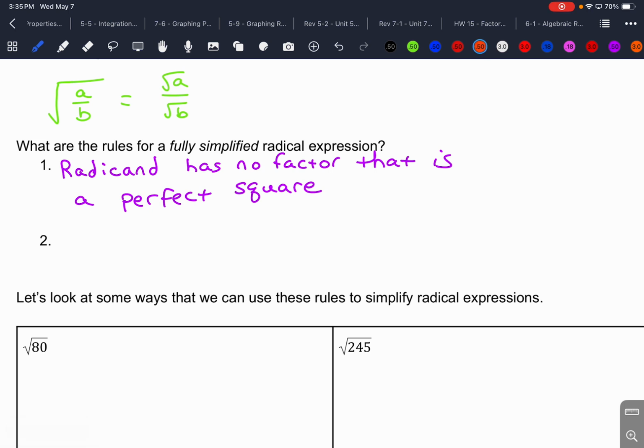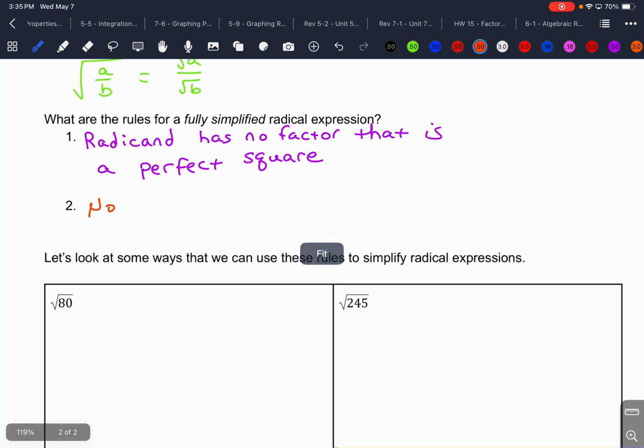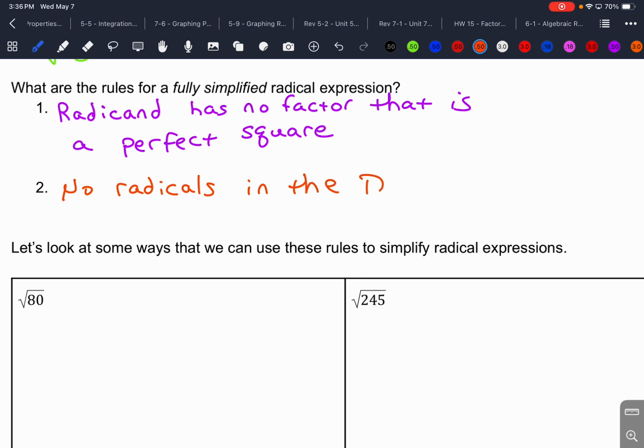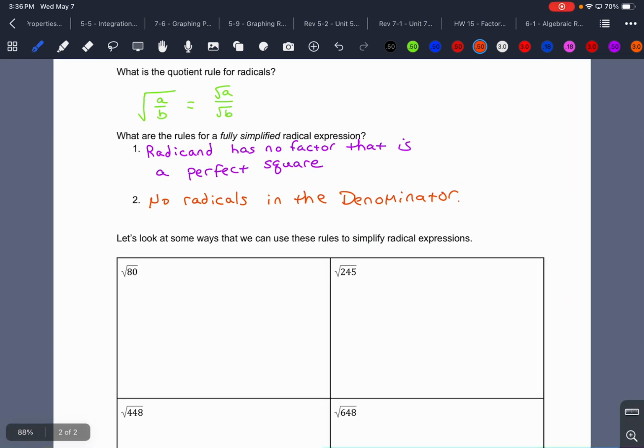And number two is, and we're not going to see this as much here in Algebra 1, but it's important to note, in a simplified radical expression, there are no radicals in the denominator. So if you violate either of these rules, it's not fully simplified. It's like a fraction, right? You don't write 4/8. You have to cancel out the common factor and reduce it to 1/2, right?